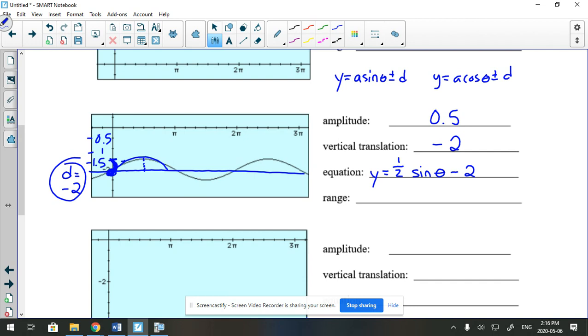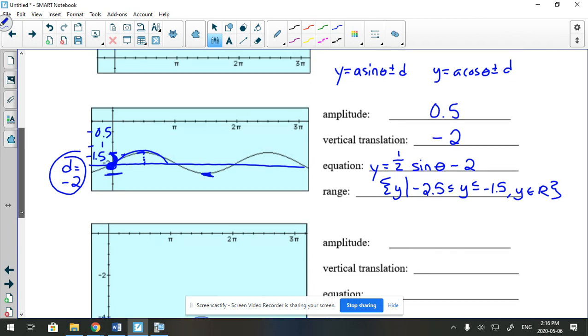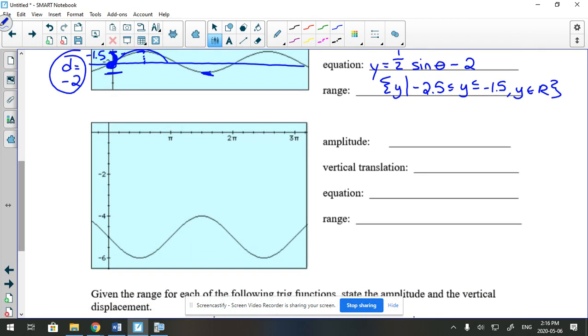Then we're going to do our range. When you have the graph, it's easy just to look at it. I can see my lowest point is at -2.5, and my highest point is at -1.5. So that's going to be my range. So that one's done. Let's do the next one too, just for fun.